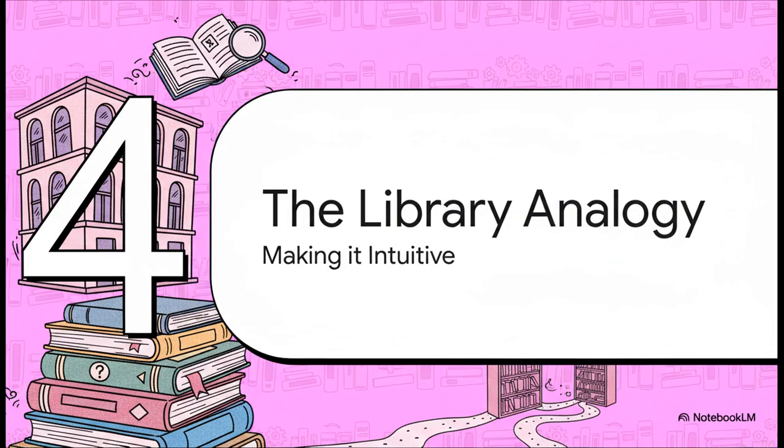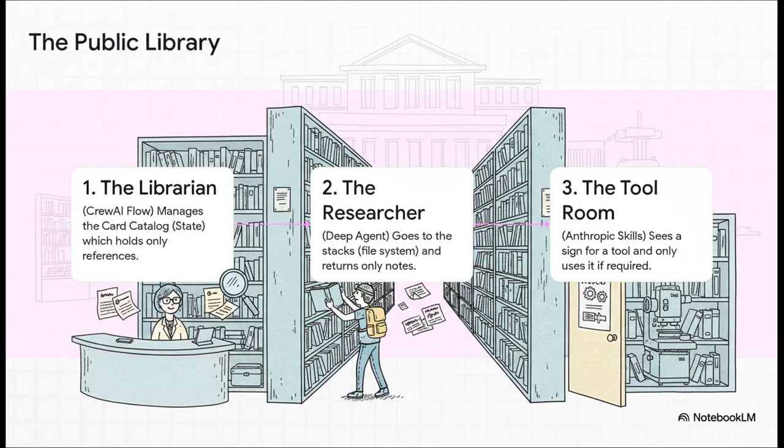Now, to really make this whole thing click, let's use an analogy that I think perfectly explains how these layers all work together in harmony, a good old public library. Okay, so picture this. The CrewAI flow is the librarian at the main desk. They manage the master plan using the card catalog, that's our state, which only holds references to the books, not the actual books. The deep agent is the researcher. They take a reference from the librarian, go into the stacks, which is our file system, read the book right there, and come back with only their notes.